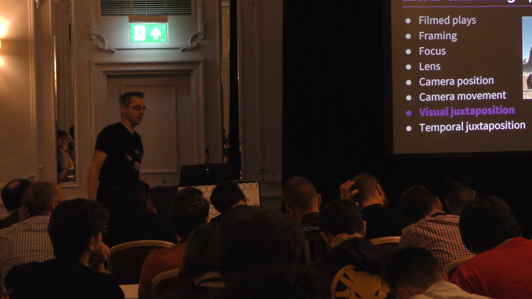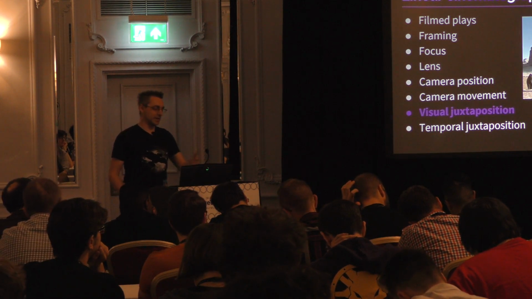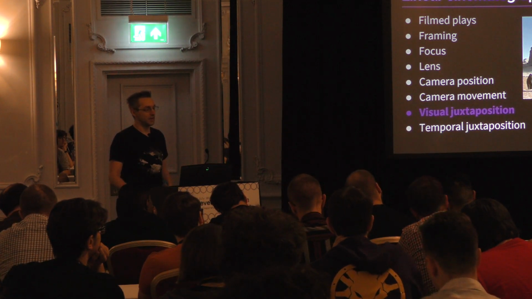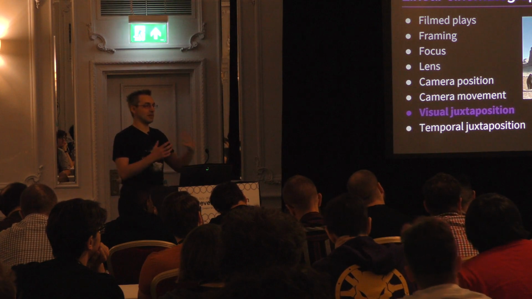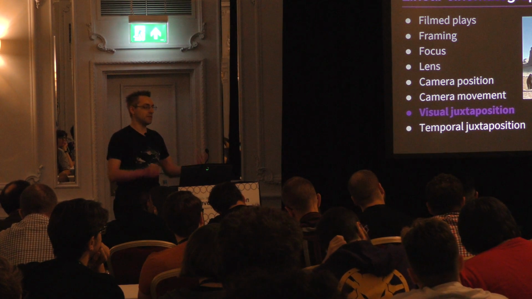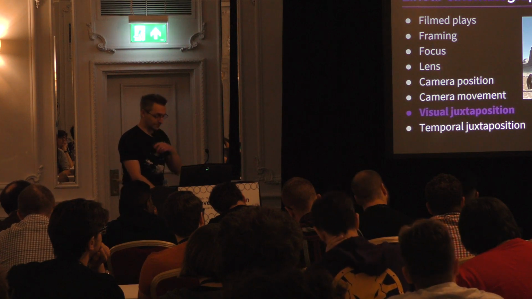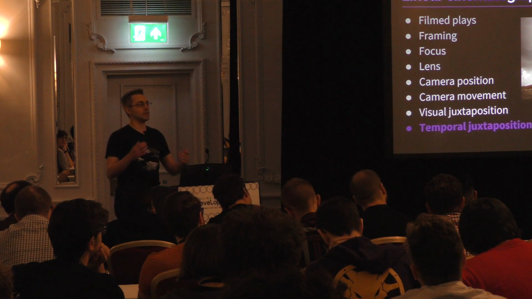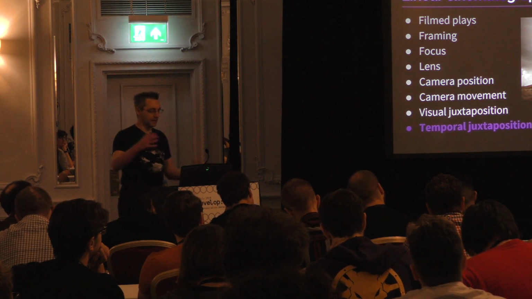Visual juxtaposition, obviously, again: David Lean contrasting an enormous mountain with a tiny little column of people. That's a great way of conveying the relative importance of things in the frame.